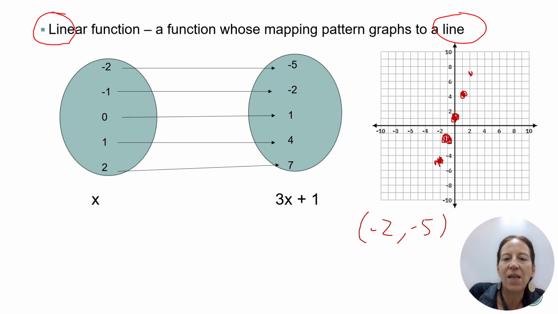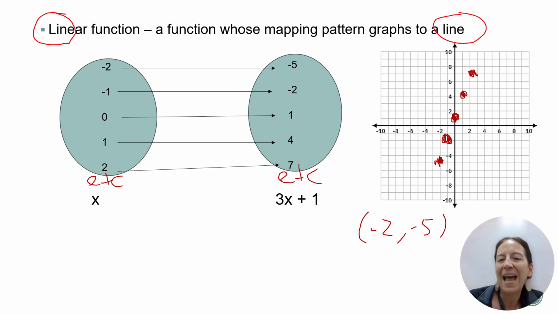And you'll notice that that particular mapping pattern graphs to a line. Right now, it's just what we call a set of ordered pairs. But if I were to just say etc. here, meaning you can keep on going, keep counting lower, keep counting higher.